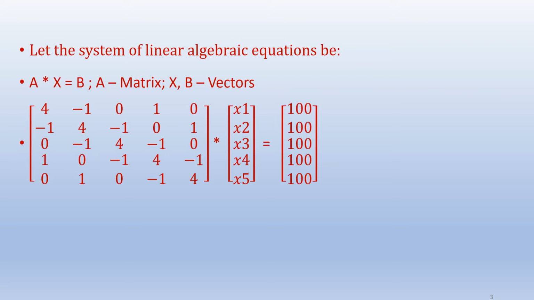So a system of linear algebraic equations in matrix form is given below. That is A times X equals B. A is the square matrix of dimension n by n, and X is the solution vector which has the dimensions n by 1, and B is the right hand side vector which has the dimension n by 1. Here n is the number of rows or the number of columns of the square matrix A. In this case it is 5.